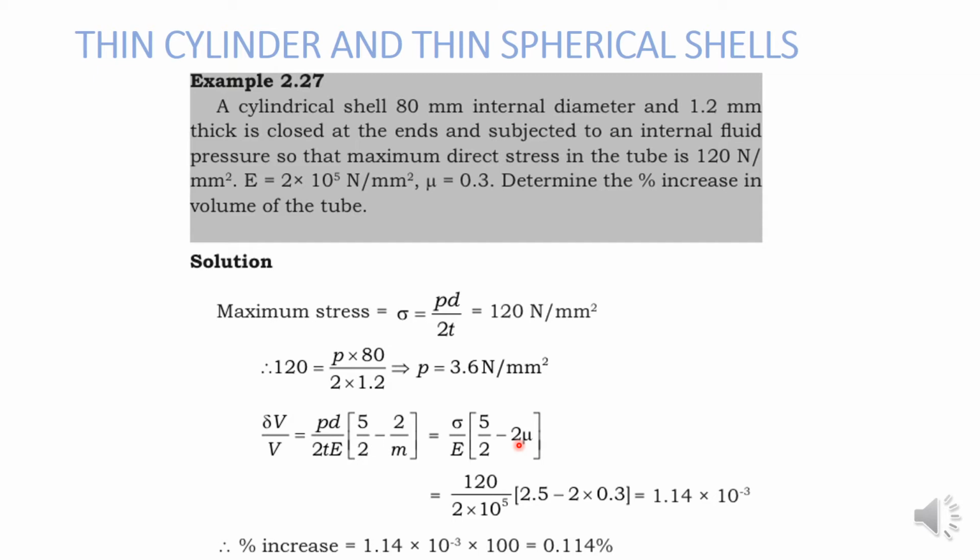Okay, so sigma by E into 5 by 2 minus 2 mu will be the equation for delta V by V, and that's equal to 120 divided by 2 into 10 raised to 5, where sigma is the direct stress or permissible stress, into 5 by 2 minus 2 into mu. So apply the values to this equation and you will obtain the value for delta V divided by V, and that value into 100 will give the percentage increase in volume. Okay.